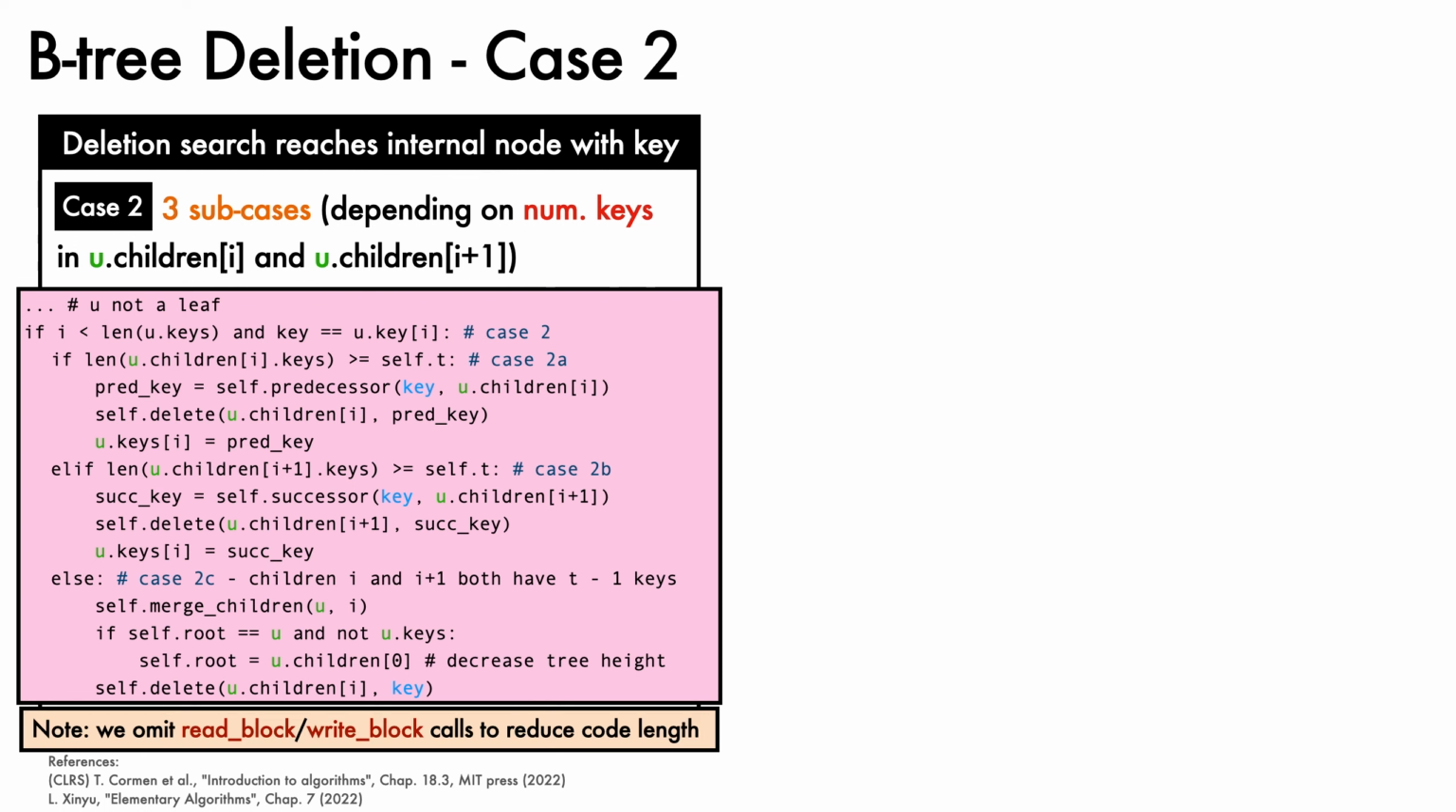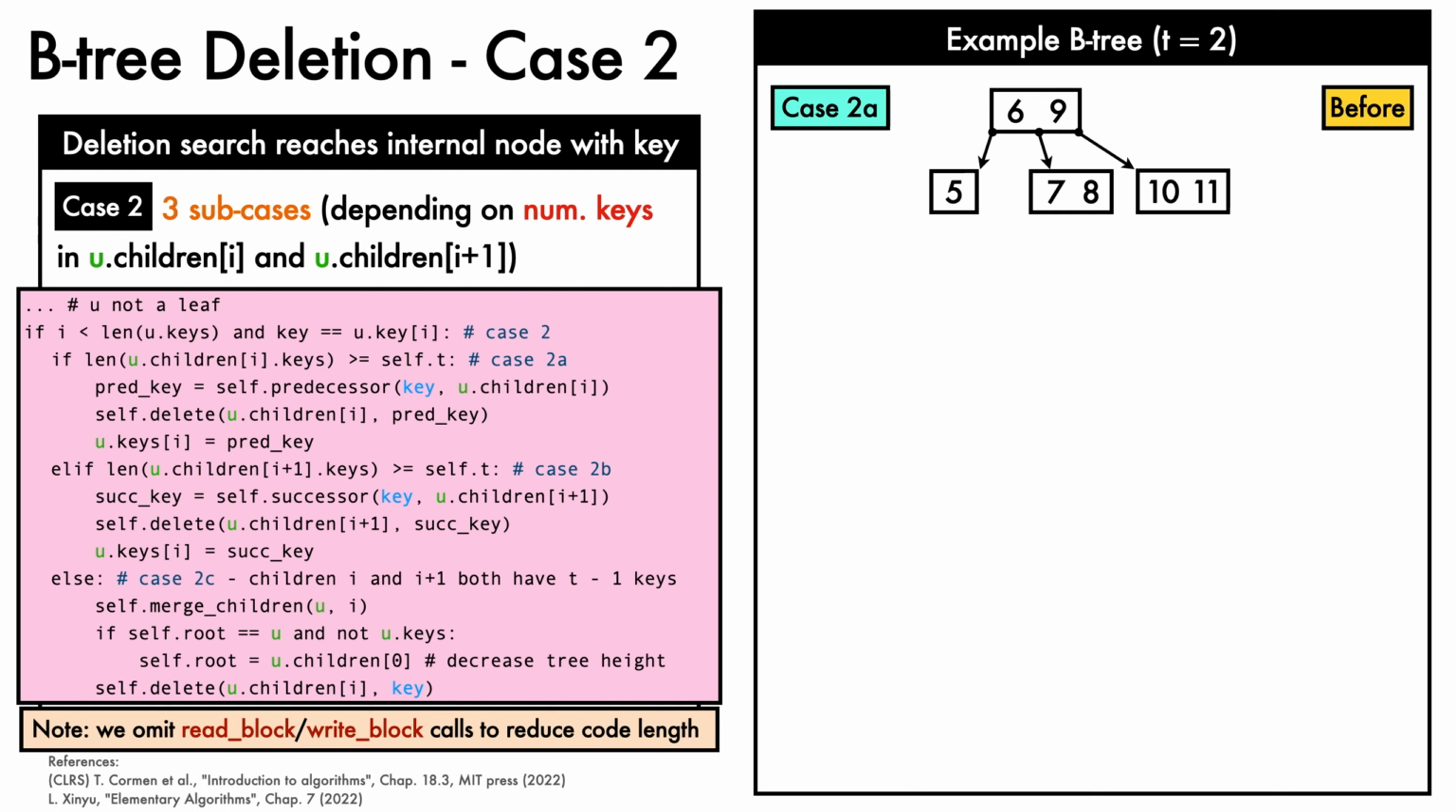You may note that we've omitted calls to read and write blocks in this function snippet, a convention that we'll also follow for the remaining cases and helper functions to prevent the code getting too long. However, they are not complicated to add back in, and you can find code that includes them linked in the video description. Let's first look at an example B-tree when case 2a has arisen, which we'll duplicate for clarity.